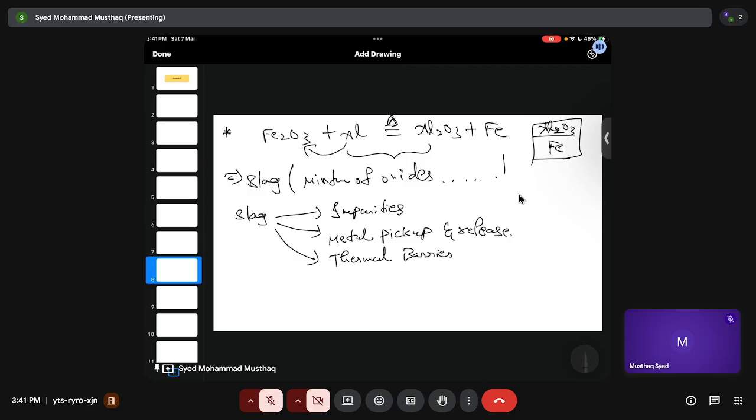And because it is covering your metal, right? And slags are mostly oxides. So oxides do not have good thermal conductivity, so they are not metals, right? So that's why they can act as a thermal barrier. And yeah, to maintain the composition of your melt, right? So different things which the slag can be used for.